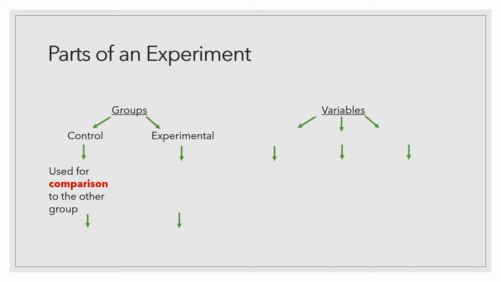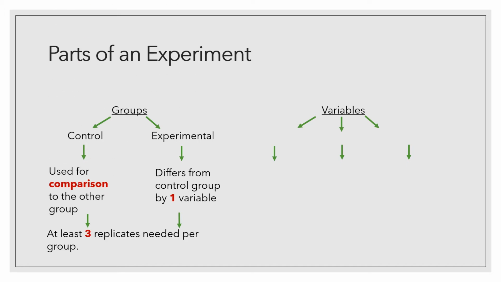The key difference between the experimental group and the control group is that the experimental group must differ from the control by one variable. And when we talk about these groups, y'all, we need to have replicates. So at least 3 replicates are needed per group. That means for a good experiment, there needs to be 3 replicates in a control group and 3 replicates in an experimental group. Next up, we have our variables.